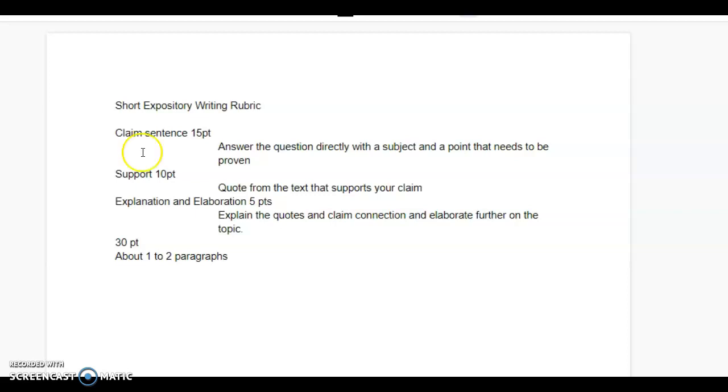In this writing rubric that I'm going to be showing you, the first thing I like to go over is that claim sentence. That claim sentence is worth 15 points. It's the most important part of your response. It is going to be one sentence. It can be a very complex sentence. The sentence is going to answer the question directly with a subject. Who are you talking about? And what point needs to be made or proven throughout your writing.